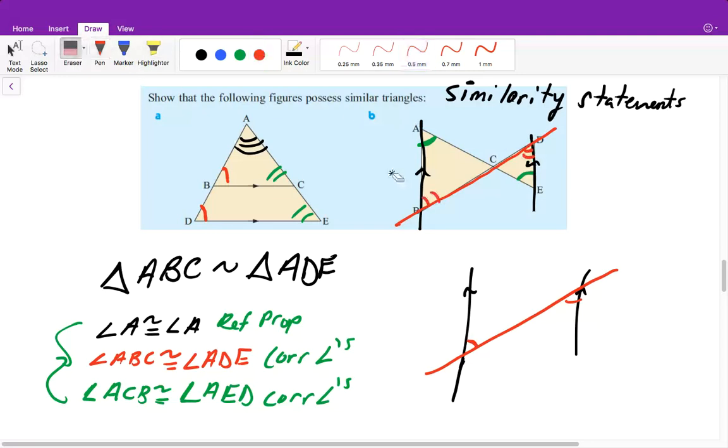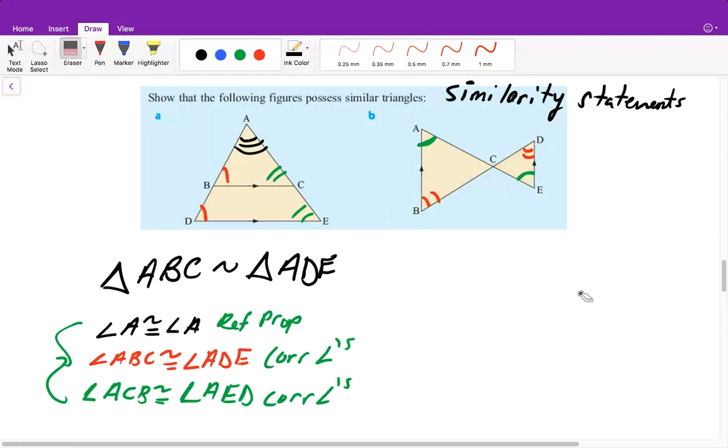So then I can go ahead and say that, well, now I know that these two triangles are 100% similar because I was able to show that two of the angles are congruent. And you can also show that these angles are congruent because they are vertical. So I know 100% that these are similar.